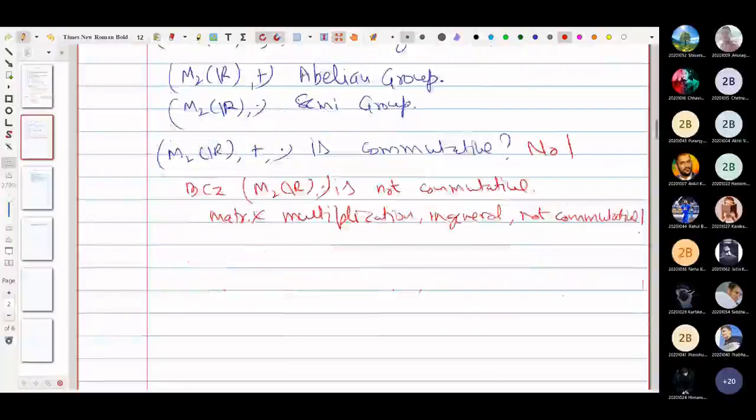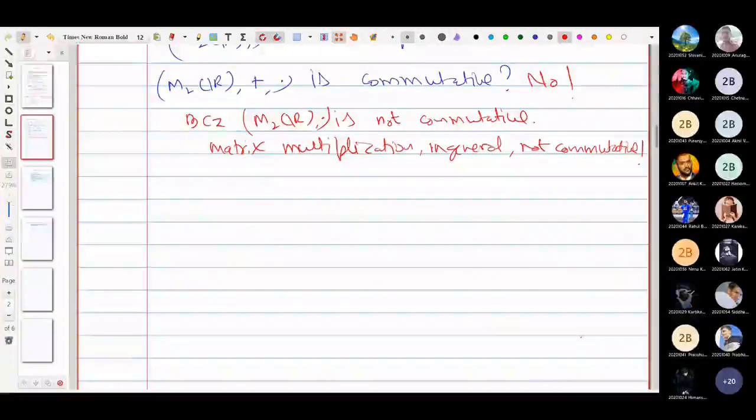Some more examples, let us see, interesting examples. Gaussian integers. Yes, that's why we didn't talk about unit and identity.